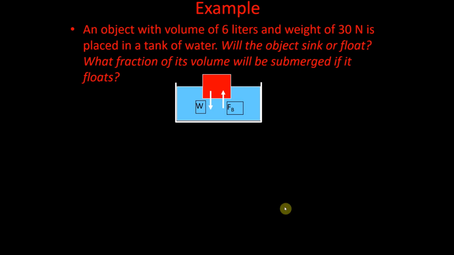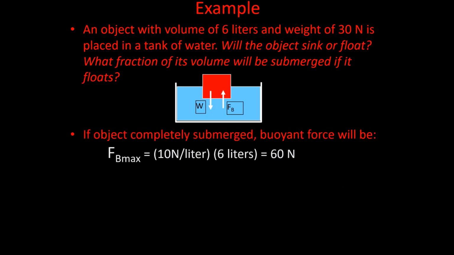Furthermore, what fraction of its volume will be submerged if it floats? So same situation as before. Here's weight acting downwards, here's buoyant force acting upwards. First of all, if the object is completely submerged, the buoyant force will be, and we already know how many newtons of force we get per litre of water, and we know we have 6 litres. So the buoyant force is 10 newtons per litre times 6, which is going to give us 60 newtons.